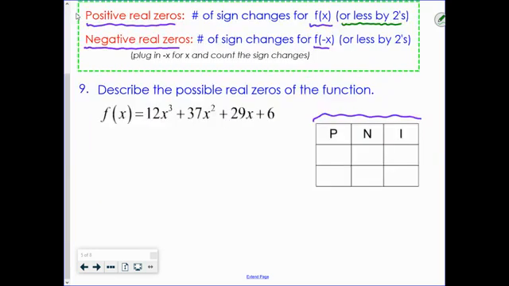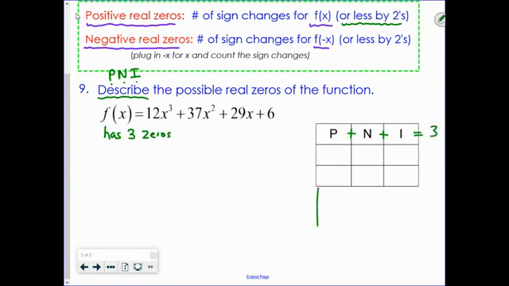So in this one, describe the possible real zeros of the function. And how we're going to describe them is we're going to draw a P&I table. Positive, negative, imaginary. That's what that stands for. The first thing we're looking at on this is we have a polynomial of degree 3. It has 3 zeros. But they could be any combination of positive, negative, or imaginary zeros. But if we added up the number of positives, the number of negatives, and sum them with the number of imaginary zeros, we would come to a sum of 3.